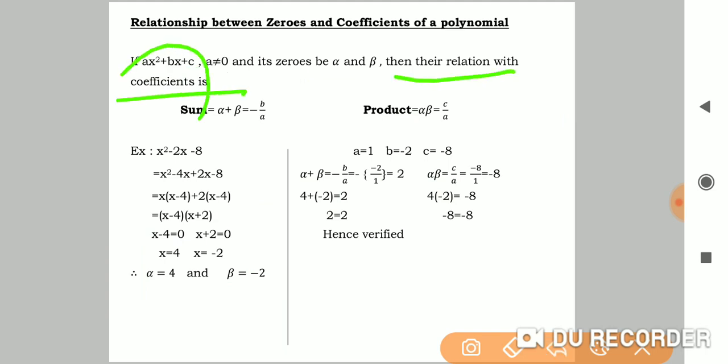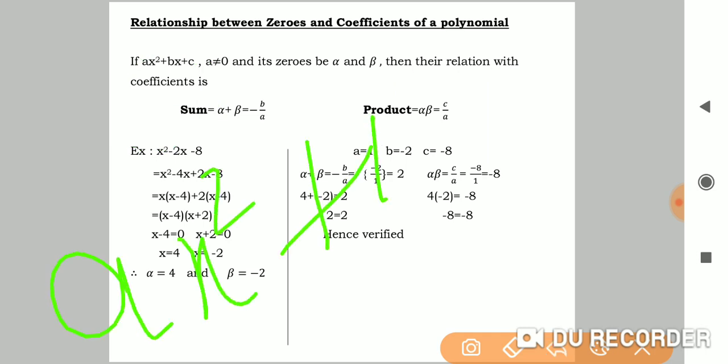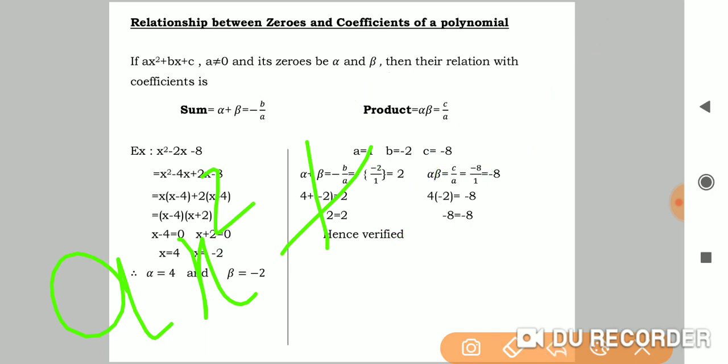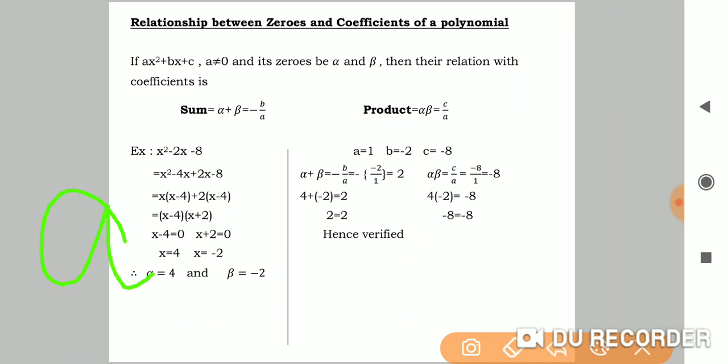Now what is the coefficient? For a quadratic polynomial ax square plus bx plus c, the coefficient of x square is a, the coefficient of x is b, and the constant is c. Repeating once again, the coefficient of x square is a, the coefficient of x is b, and the constant is c.